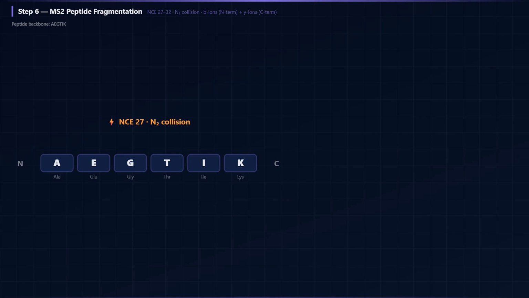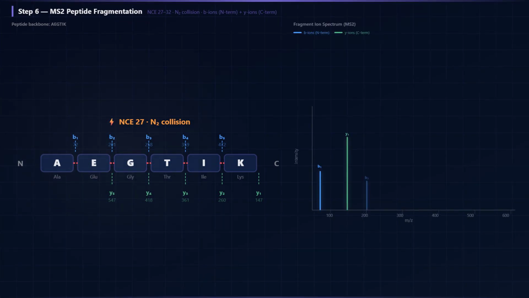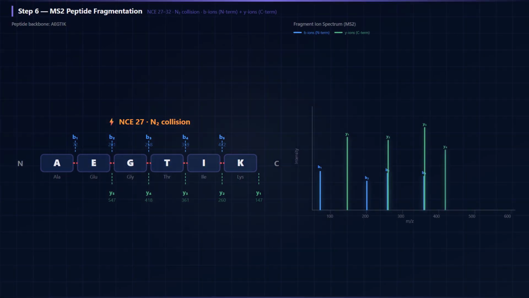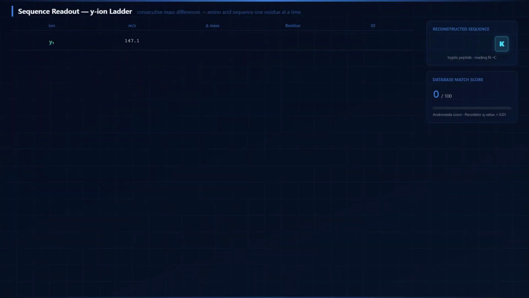Step 6, MS2 fragmentation. The quadrupole isolates your chosen precursor within a 1.6 m/z Th window. It enters the collision cell and collides with nitrogen gas at normalized collision energy of 27 to 32. The peptide backbone breaks at the amide bonds. B ions carry the N terminus, Y ions carry the C terminus. The mass differences between consecutive Y ions give you the amino acid sequence, one residue at a time. A complete or near-complete Y-ion series, covering 70 to 80% of the residues, gives the database search engine enough sequence information for a high-confidence identification.